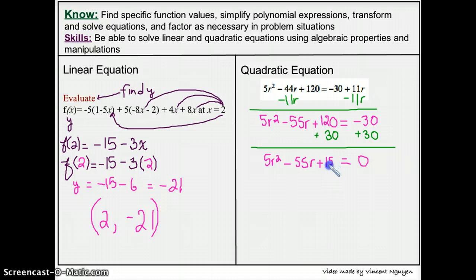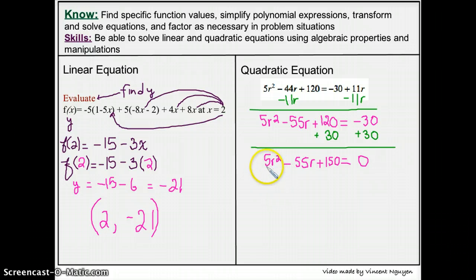So now my equation looks a little nicer, except that it's still large. This is a very large equation for you to try to factor. So let's see, sometimes we can reduce our equation. Maybe reduce is not the right word, but you can simplify your equation.